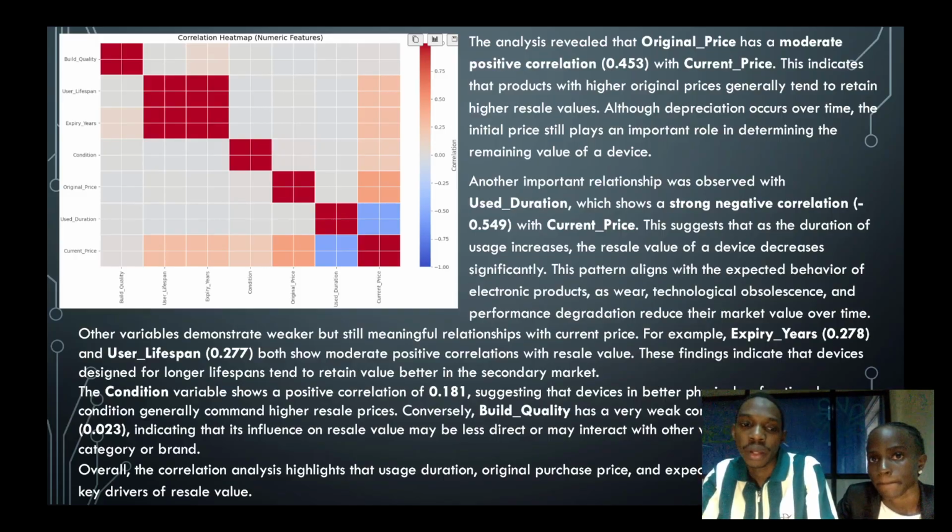So other variables demonstrate weaker but still meaningful relationships with current price, for example, expiry years and user lifespan. So overall, the correlation analysis highlights that usage duration, original purchase price, and expected device lifespan are key drivers of the resale value.